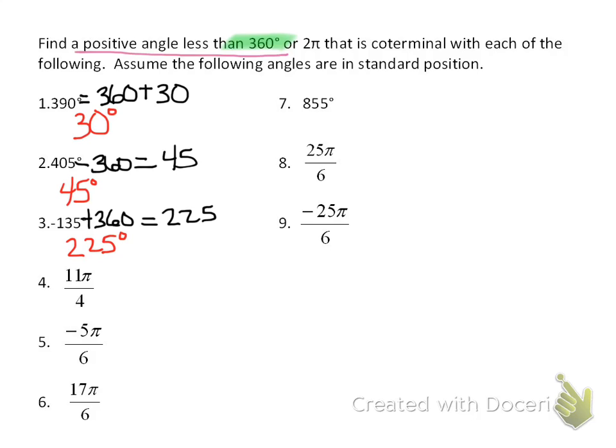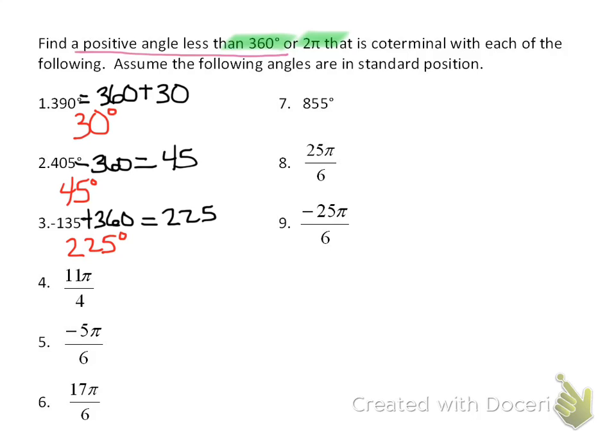All right, 11 pi over 4. Now here we need to think about our radians. We need something that is less than 2 pi. Why less than 2 pi? Because it's 360 degrees. Good. Okay. How would I express 2 pi as fourths?